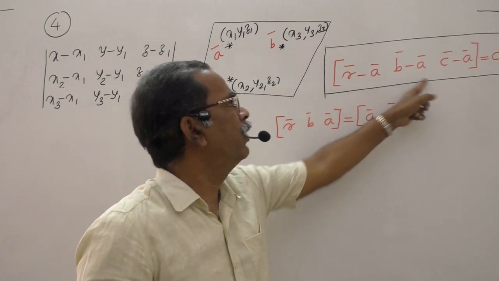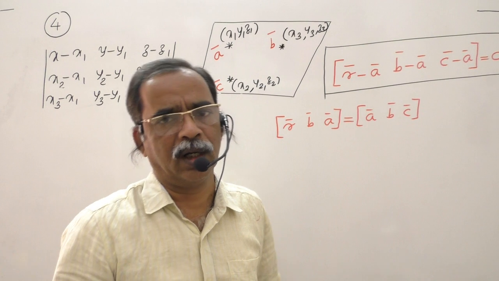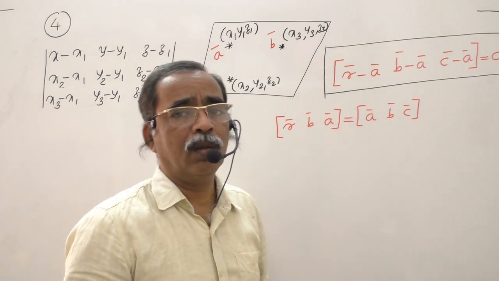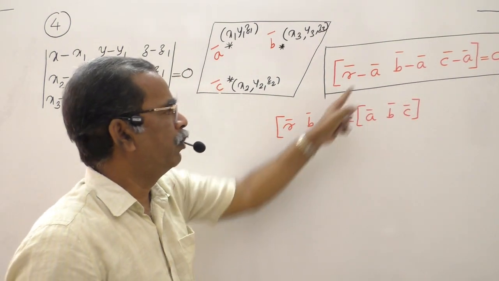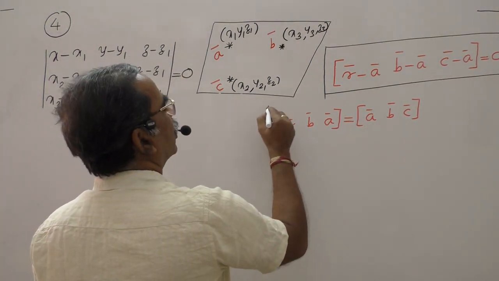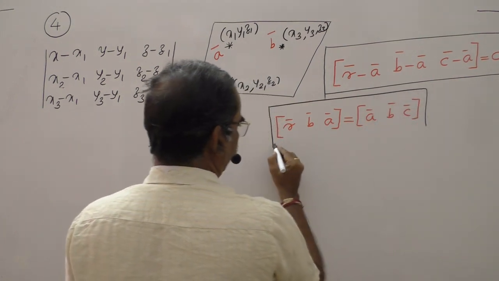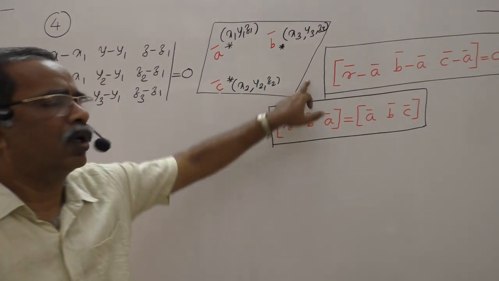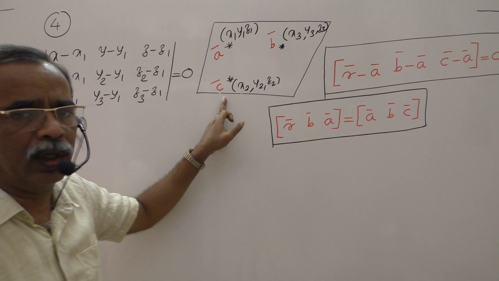In this equation, what is this bracket? It is a scalar triple product. We have seen it in vector algebra. This is called box, box of these 3 vectors. This can be simplified as this. Therefore, the vector equation of the plane passing through 3 points is this. Yes, this is the vector equation. This or this, both are the same.